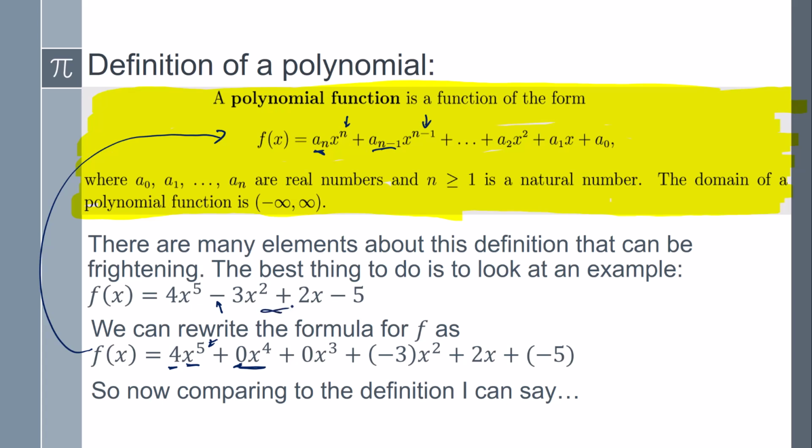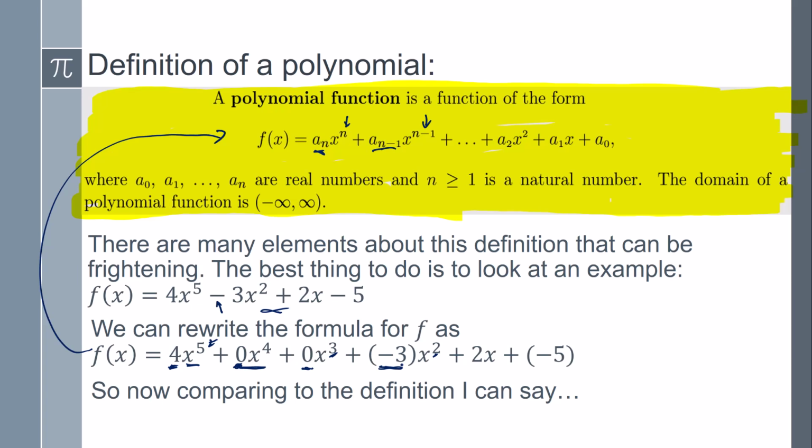I don't have an x to the 3rd, so 0 again, x to the 3rd, subtract 1 again. Then I have my negative 3x squared. See, I subtracted 1 again. So all I'm doing is the degrees are going to count down: 5, 4, 3, 2, 1, nothing. And then we just look at the numbers in front. You just put it together, and it's going to be a polynomial.